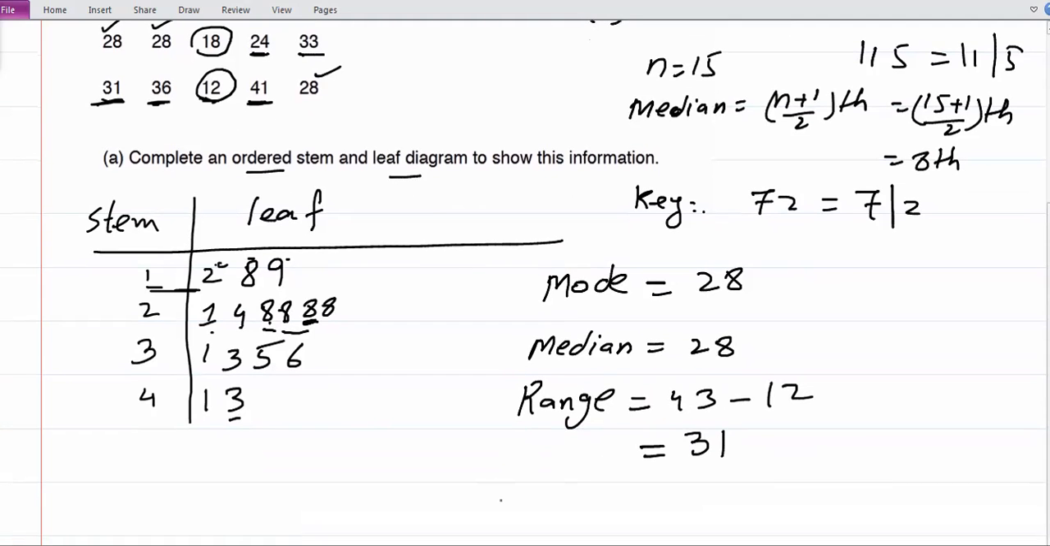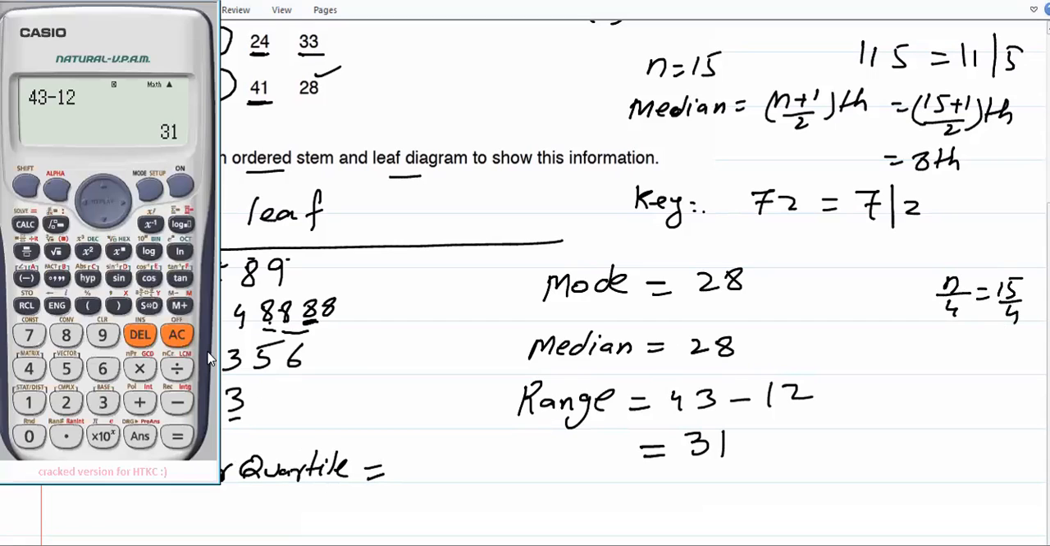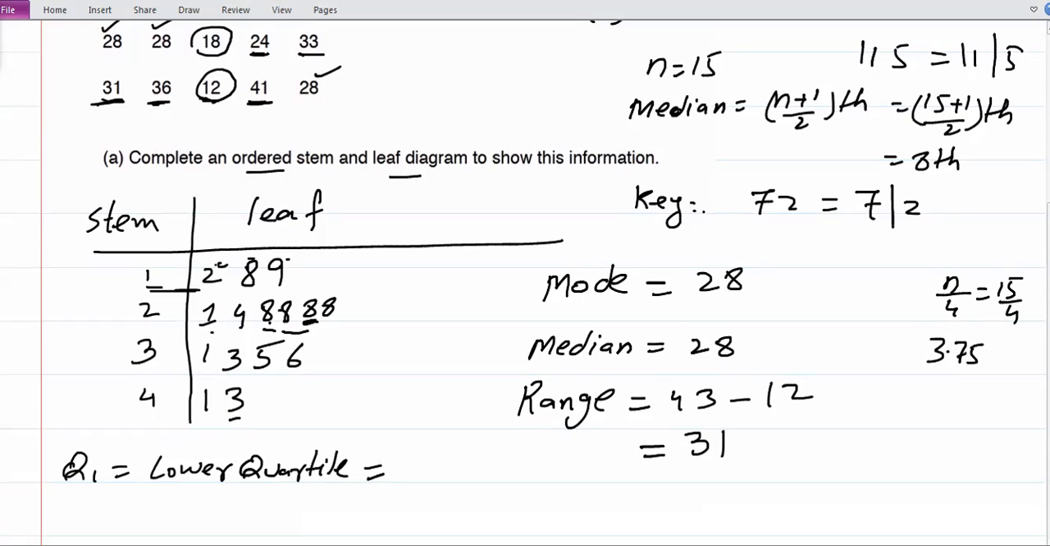All right, lower quartile, which is Q1. Now, what is the lower quartile? Lower quartile is n over 4. N in this case is 15, so 15 over 4 is 3.75. But it is a decimal number. If it is a decimal number, it means move to the next number, 4. Which is the fourth value? 1, 2, 3, 4. It means 21.